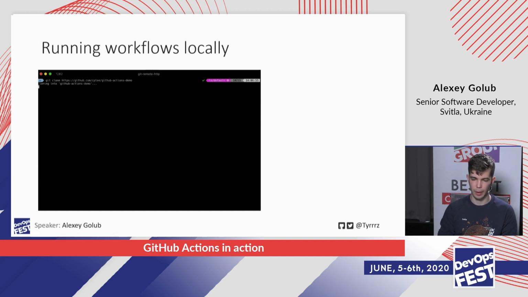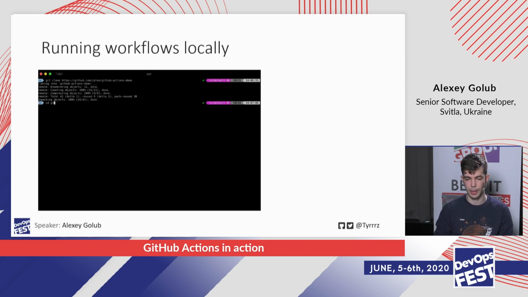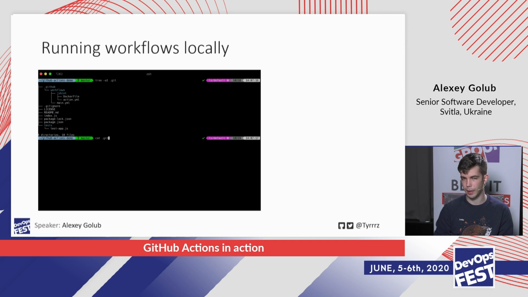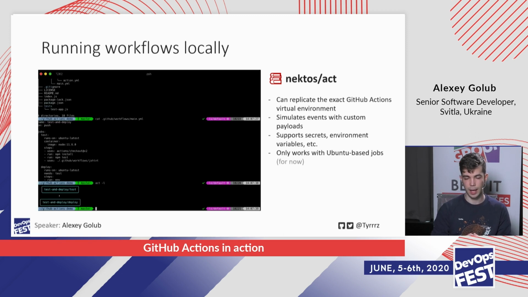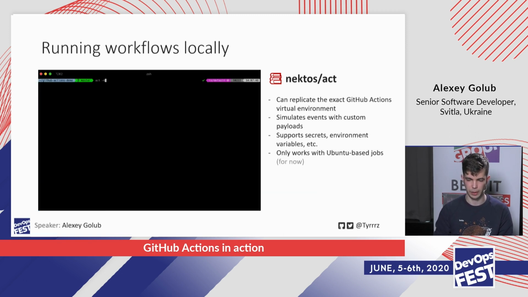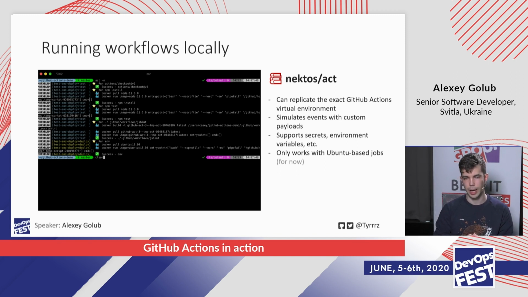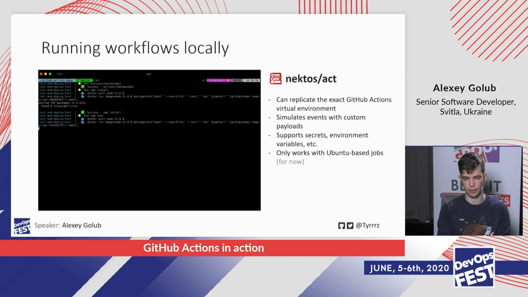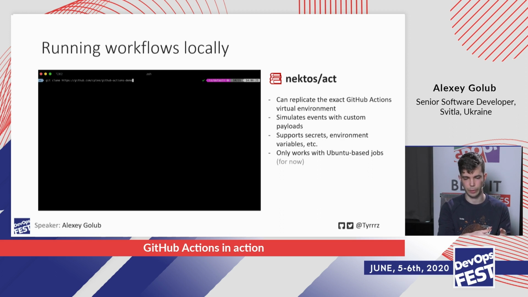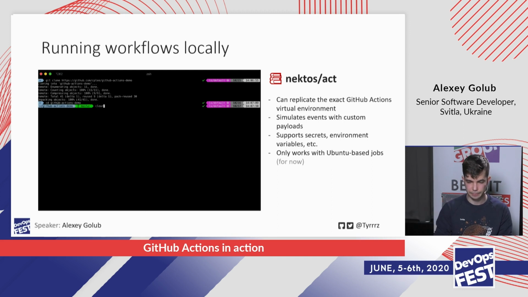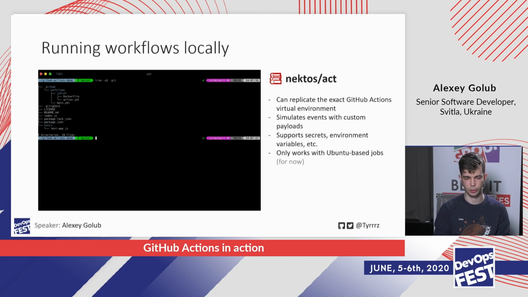Another awesome thing about GitHub Actions is that you don't have to push every time to see if it works. You can actually run them locally. And that's possible due to a community project called act by its author Nexus. And the way it works is that it simulates the exact virtual environment that GitHub Actions uses itself. And you can specify the events that are triggered inside of this virtual environment. And then it will parse the workflows that you have configured in your repository and run them as if they were running on GitHub Actions in the cloud. So this actually shortens the feedback loop because you can quickly run your workflows locally and see if they work.